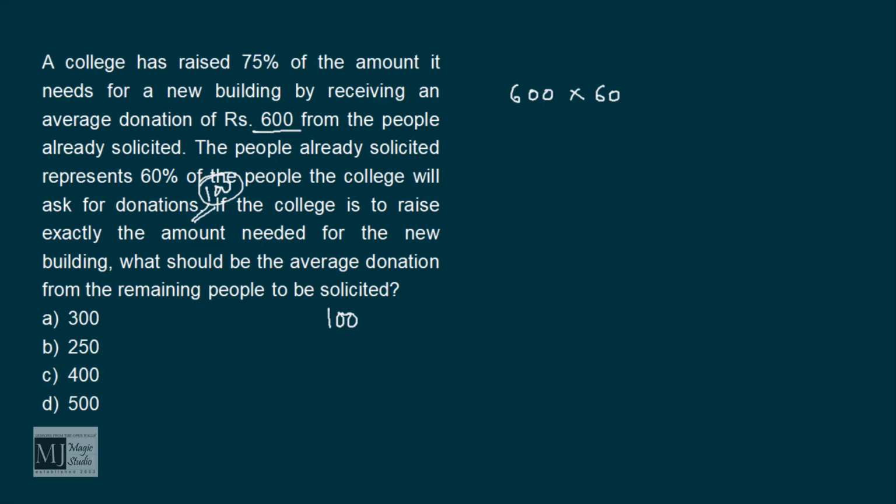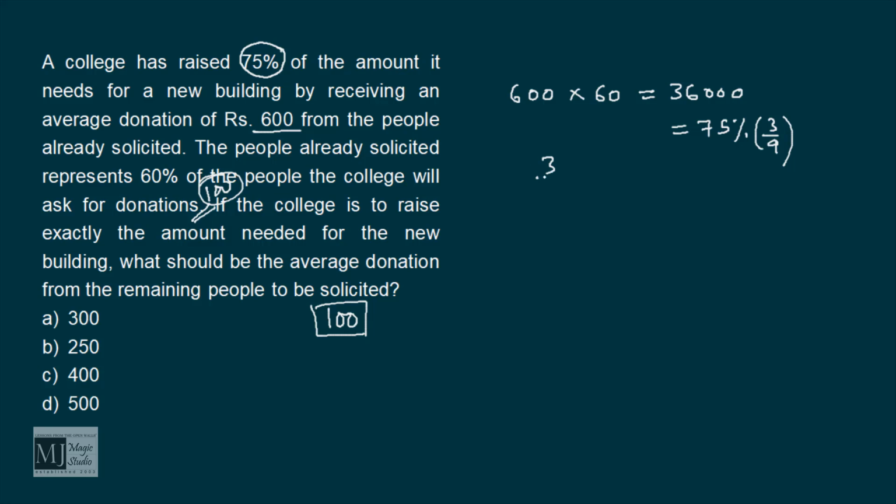We started with 100 people they are looking out for. Already 60 of them have given donations. Now 60 of them have given how much? 36,000 units. And that represents 75% of the total amount they are looking out for. That means 36,000 is 75%, that is 3/4 of the total amount. Fine. Then how much is the leftover? Leftover is 1/4.